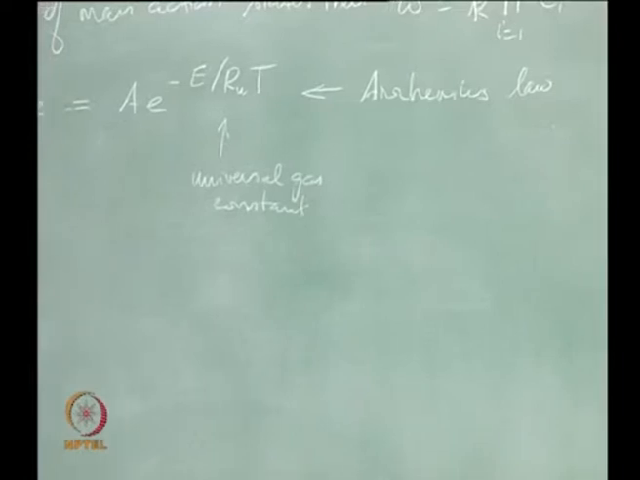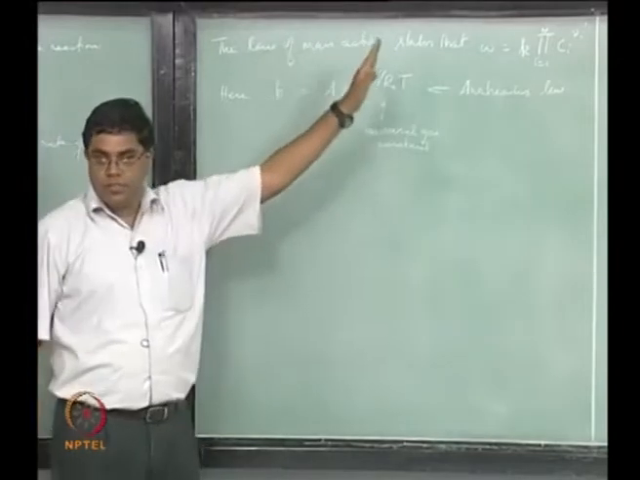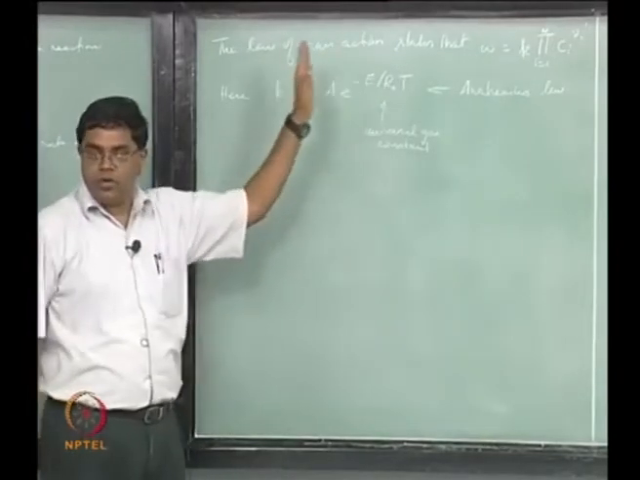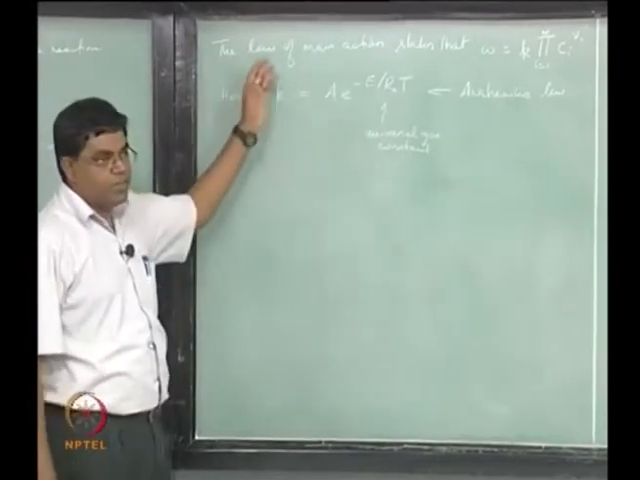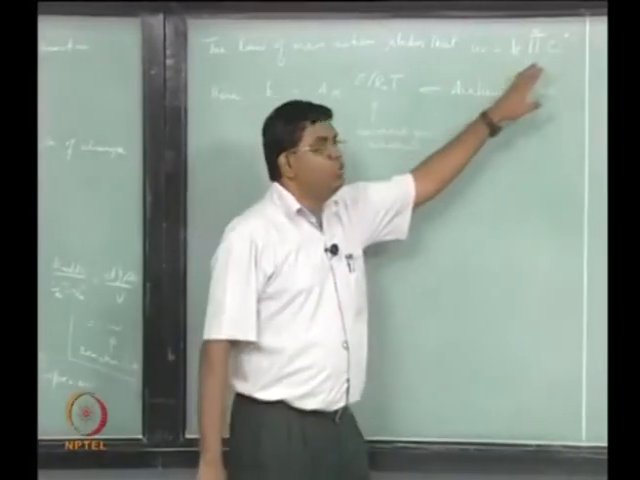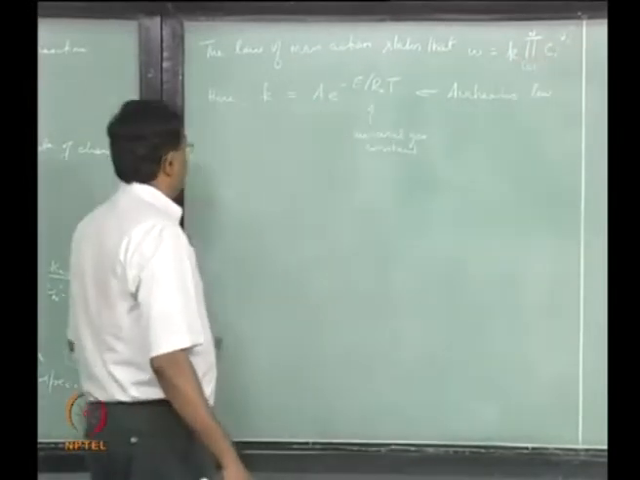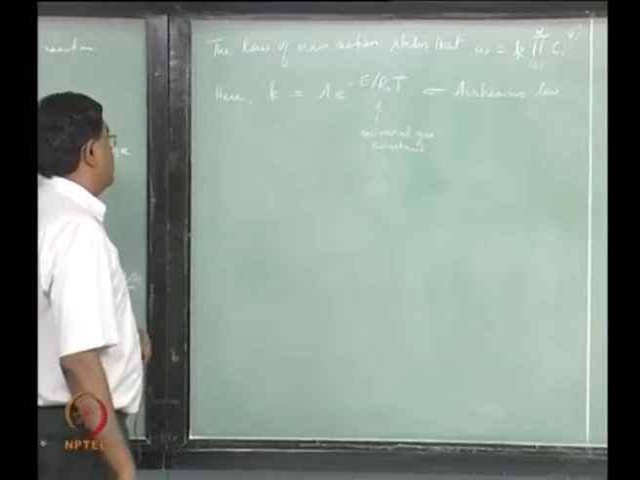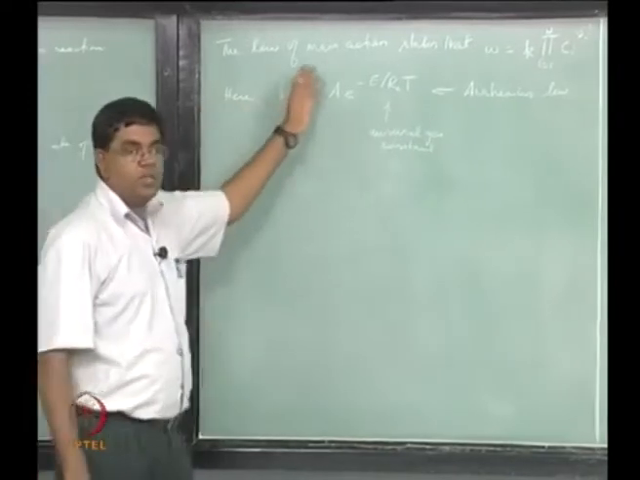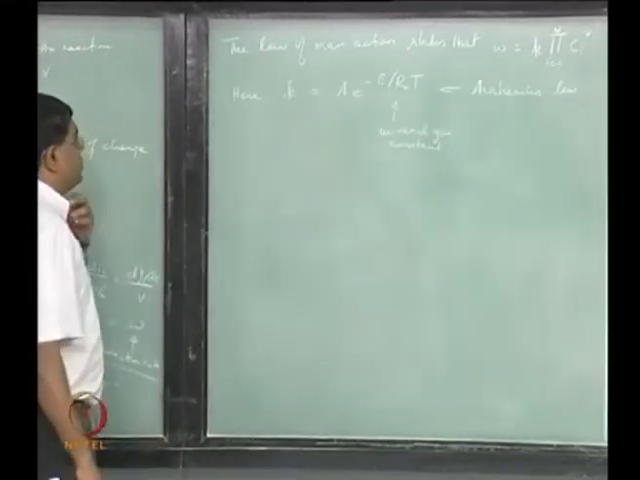The Arrhenius law essentially gives you the temperature dependence of the rate constant. Rate constant is also called specific reaction rate. Okay, it is essentially the reaction rate for unity concentrations of the reactants. So that's why it's called specific reaction rate, but it's also called the rate constant. But it's not really a constant; it depends on the temperature. And the Arrhenius law essentially gives you the temperature dependence.